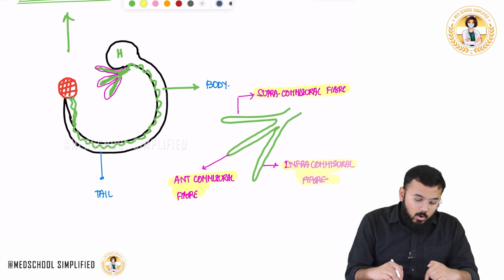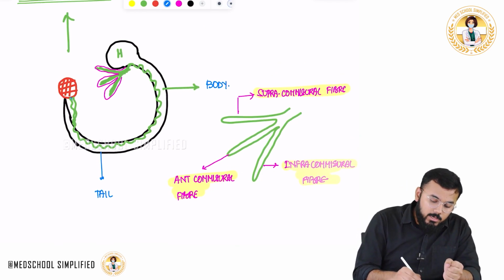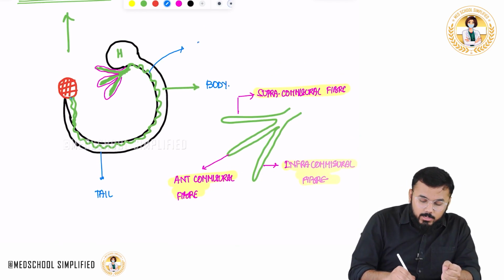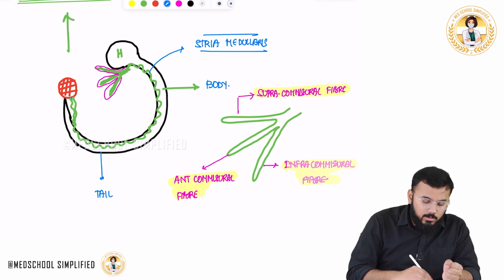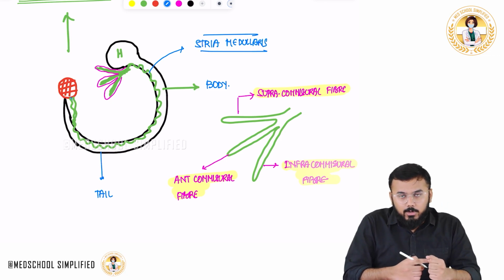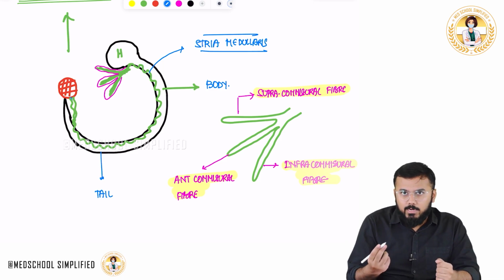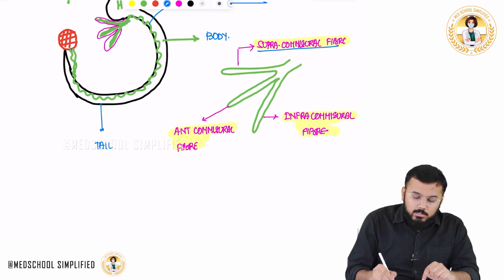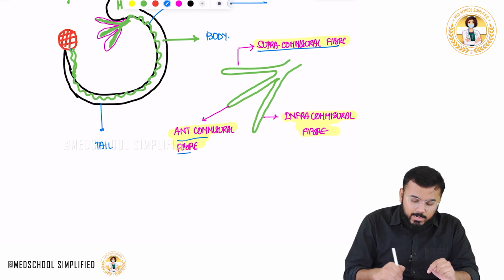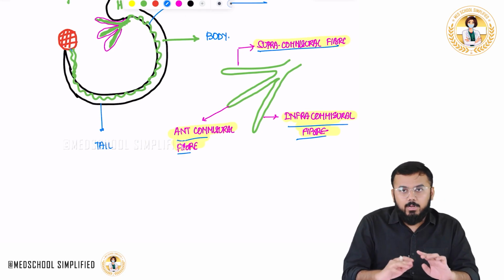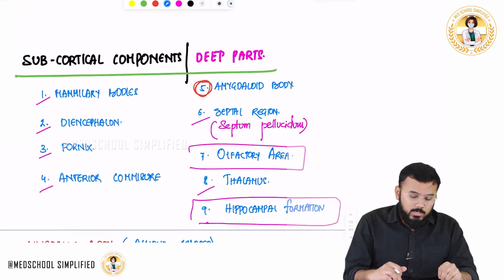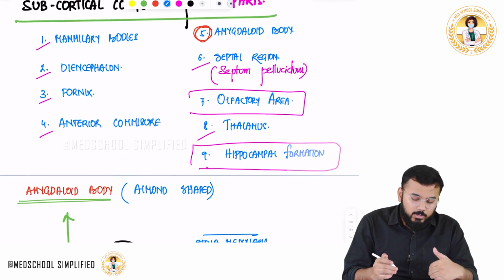Okay, and what is the name of the fiber over here? This fiber over here is called the stria medullaris. So can I say that the stria medullaris is a structure originating from the amygdaloid body, and it divides into 3 structures? One is the supracommissural fibers, next is the anterior commissural, and next is the infracommissural fibers. Okay.